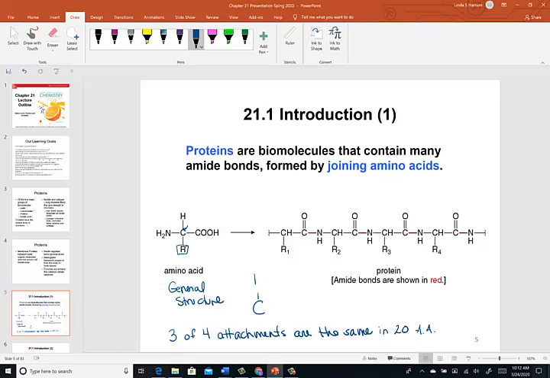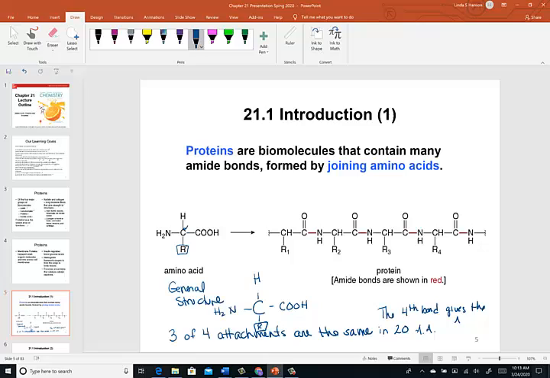So of the 3 bonds, one of them will always lead to a hydrogen. A second will always lead to a carboxylic acid functional group. The other will lead to an amine group, NH2. And it's this R group that gives the amino acid its identity. That fourth bond is unique in all 20 amino acids. That fourth bond leads to a functional group that gives the acid its identity.